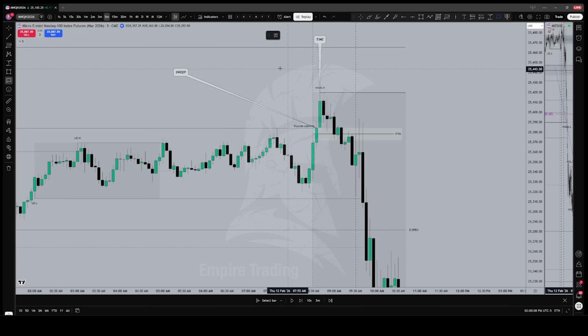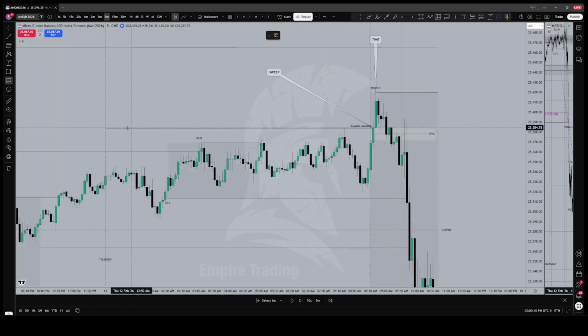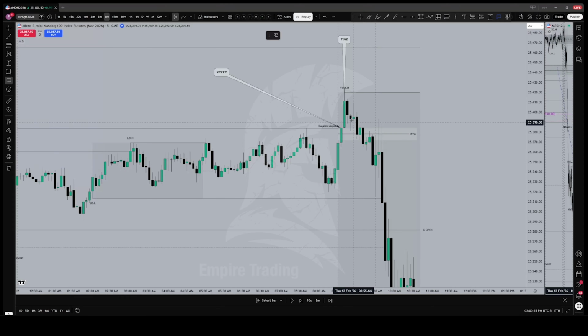So I've had a sweep of buy side liquidity at time. What do I mean by that? It was after the 8:30 news event. So from 8:30 onwards, any confirmation of a sell, I can be looking to trade in and target the other side. So that was the time part. So sweep, time. Do I have an entry?